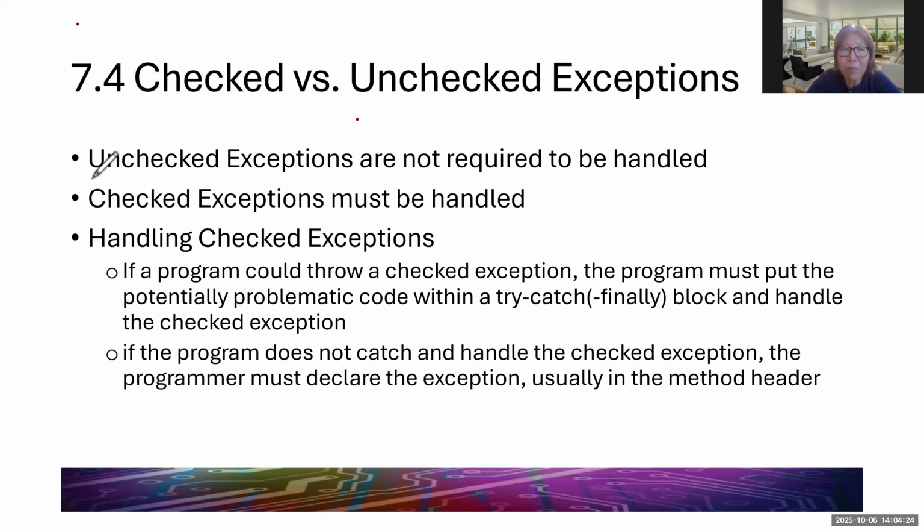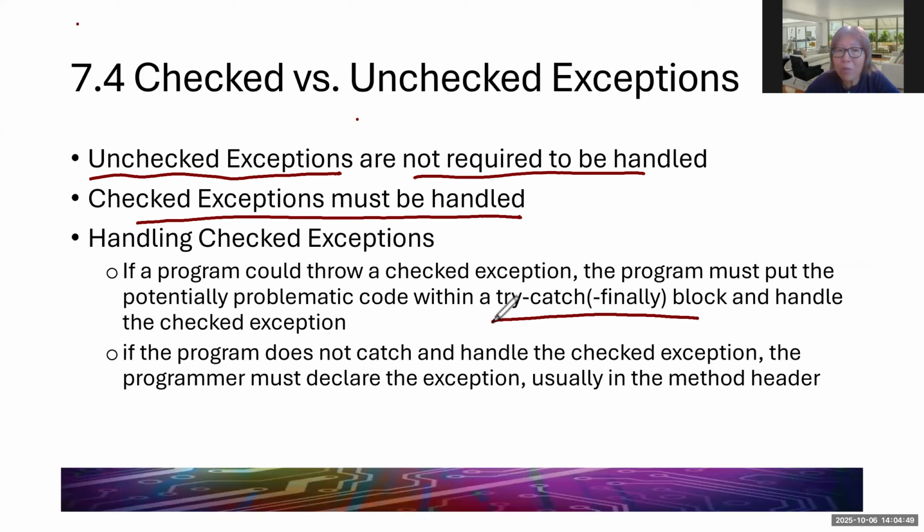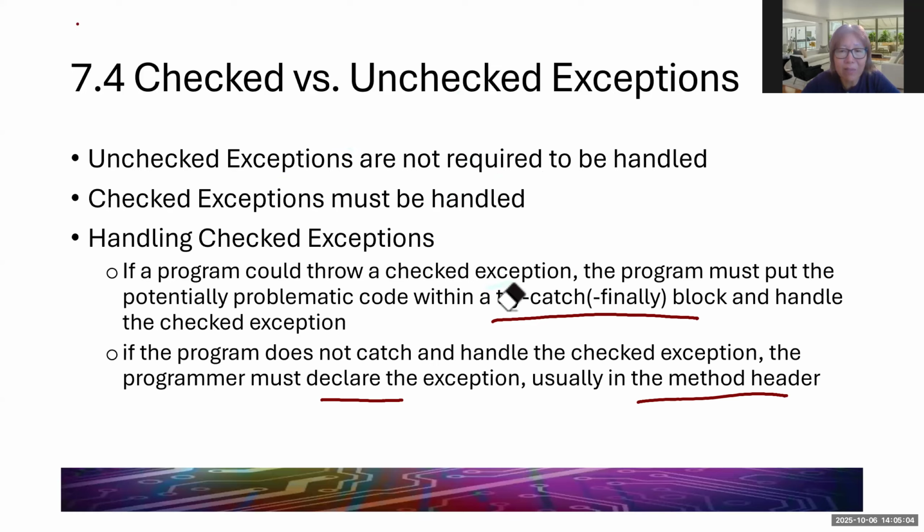Just like previous, we already discussed unchecked, not required to be handled. You can leave it to the program. But of course, the program will not be terminated gracefully if some exception gets thrown. And the checked exception must be handled. There are two ways to handle it: either using a try-catch block to handle the exception, or you declare it in the method header. We will see that in our example, then you will fully understand it.